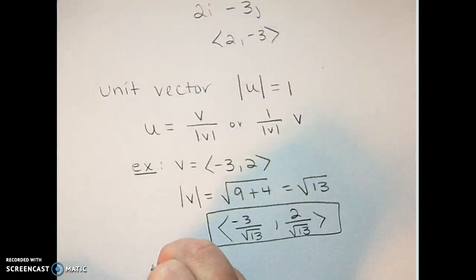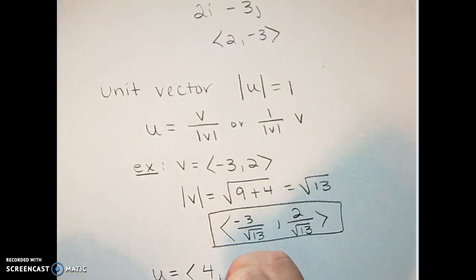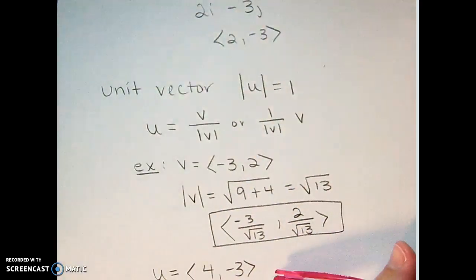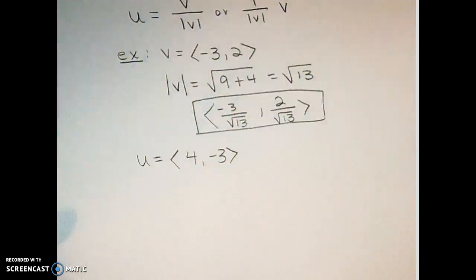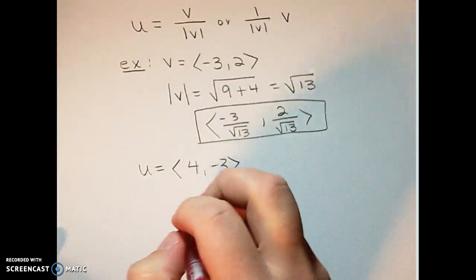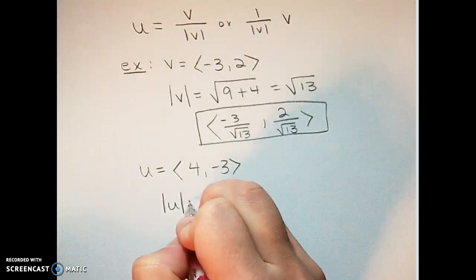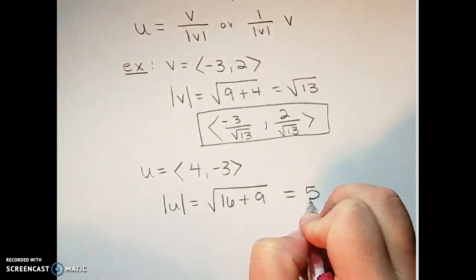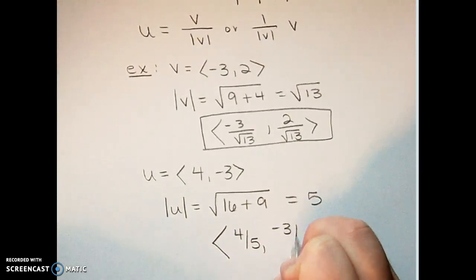Now, let's let you try one. You try u being 4, negative 3. Pause the video and try and find the unit vector for 4, negative 3. When you are finished, unpause the video and check your answer. So, let's see if you are correct. The magnitude of u would be the square root of 16 plus 9, which is 5. So this unit vector is 4 over 5, comma, negative 3 over 5.